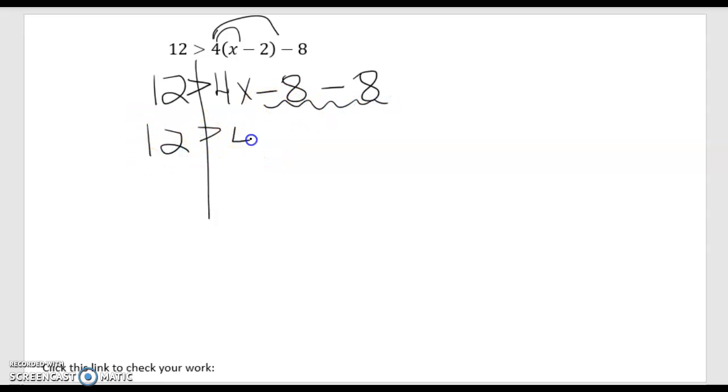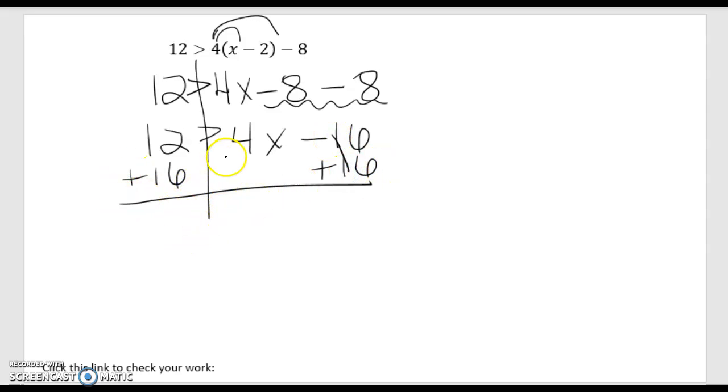So 12 is greater than 4x, and negative 8 gives me a negative 16. Now to solve this, I'm going to go plus 16 to both sides. So 12 plus 16 is a 28. Adding that 16 to both sides does not cause me to reverse my inequality sign.